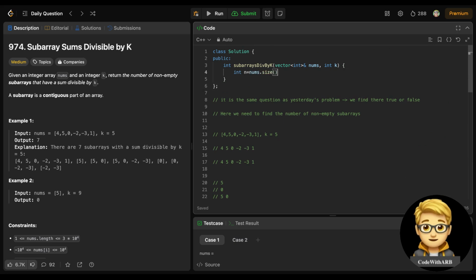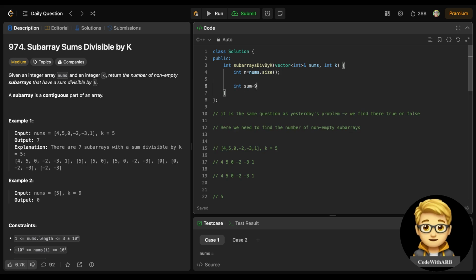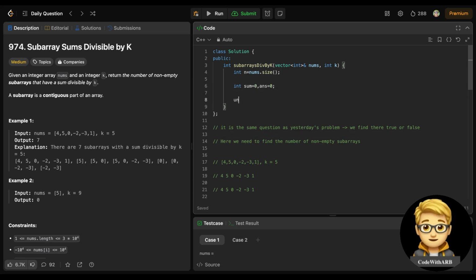So what we need: a summation value. Also, we need an answer value for storing the answer. Now I will take an unordered map for storing the occurrences.